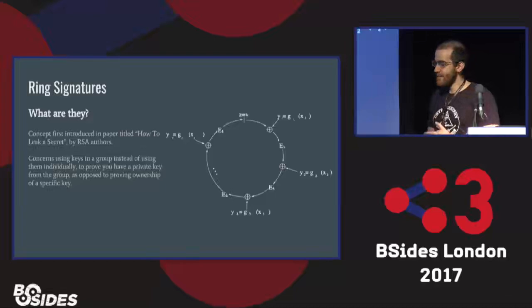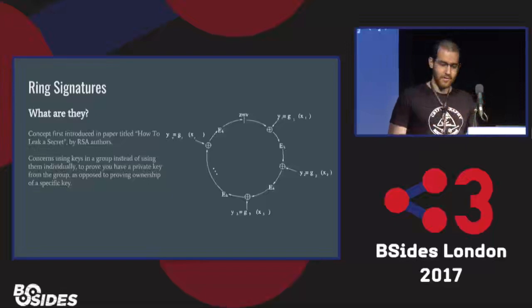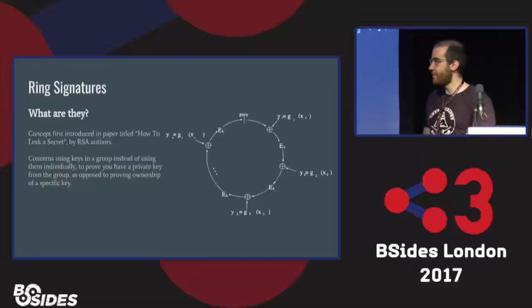But this allows you to have a set of keys, like 10 keys, and I sign. Given the ring of keys, the group of those 10 keys, in the signature all you know is that yes, it was signed by one of them, but you don't know which one. And if you don't have a key from this ring, you can't forge it. Anyway, I'll go into the math a little bit later.